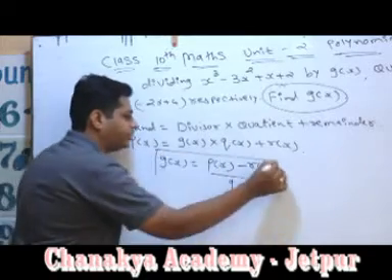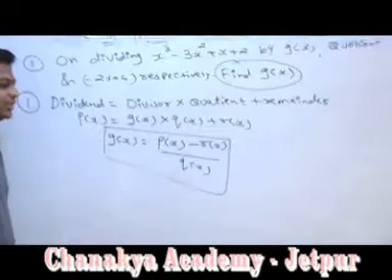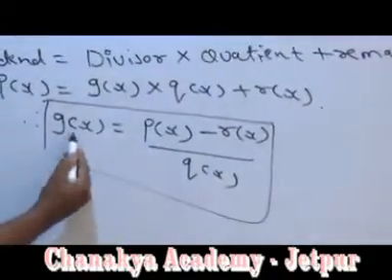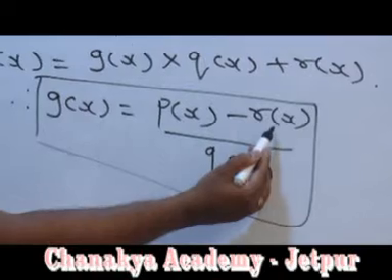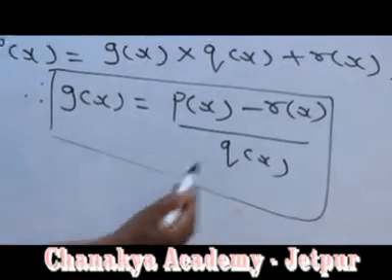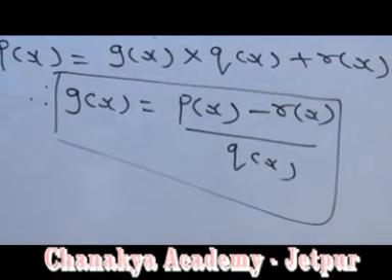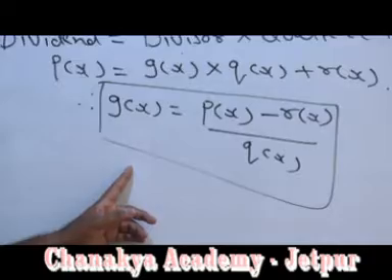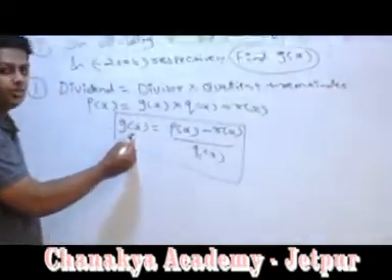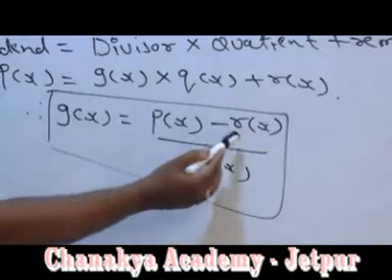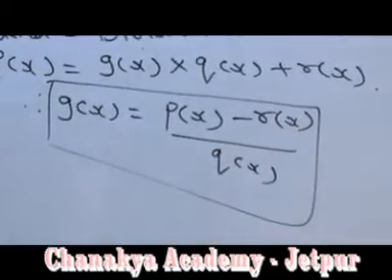Now students, we have derived the formula for g of x. Here again repeating, g of x equal to p of x, that is dividend polynomial, minus r of x, that is remainder polynomial, divided by q of x. Now students, in exams we have to use this. You can use this formula directly also. G of x, that is our divisor polynomial, equal to p of x minus r of x divided by q of x.